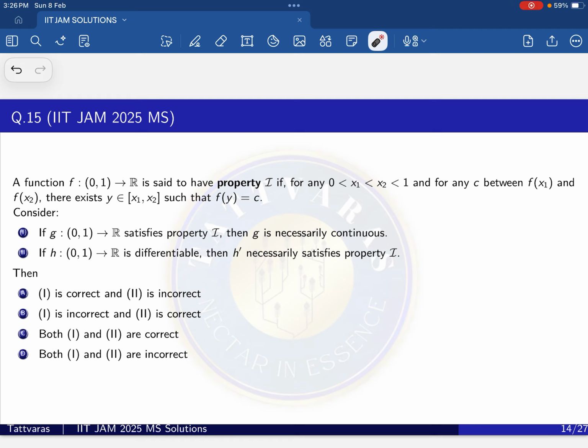Now the thing is, you have two statements involving the property I. The first is regarding g. It says that if g mapping from (0,1) to R satisfies property I, then g is necessarily continuous. The second statement is, if h from (0,1) to R is differentiable, then h prime necessarily satisfies property I. So we will see which one is correct, because all four options are regarding four possibilities of these two statements, right?